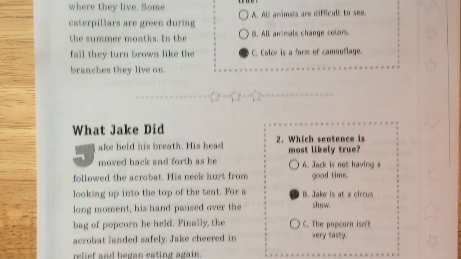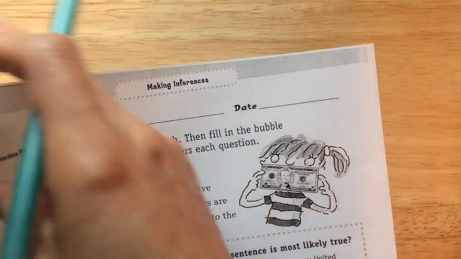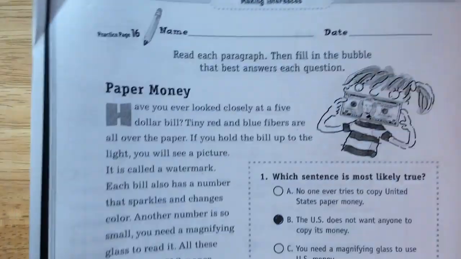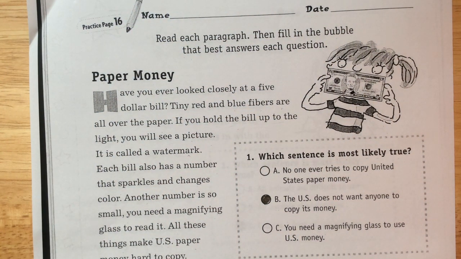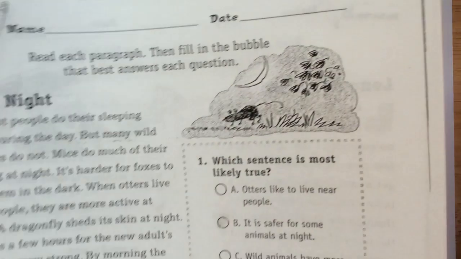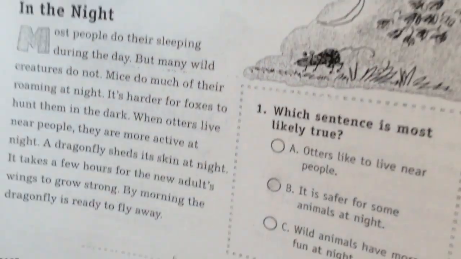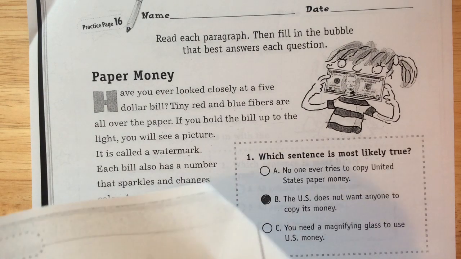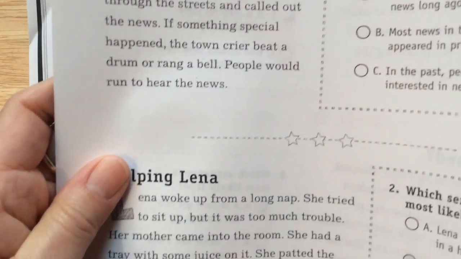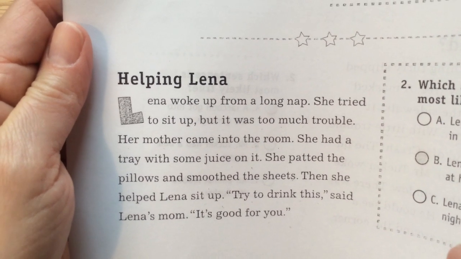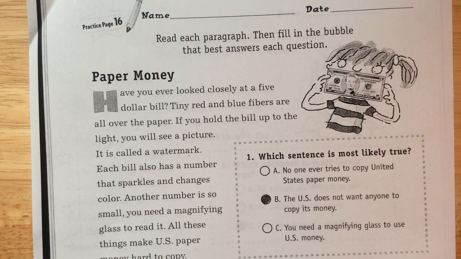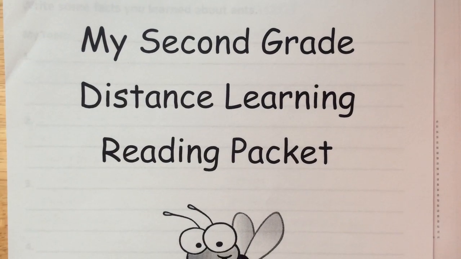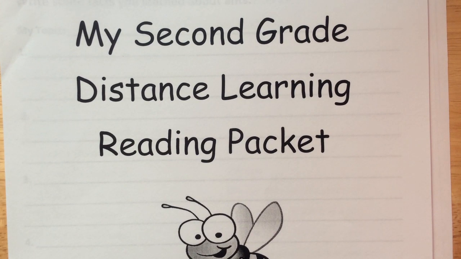You're an excellent inferrer. So now that you have practiced, you get to do some on your own. You will go to your reading packet. On pages 3 and 4, you'll find In the Night, What Happened. You'll also find Long Ago News and Helping Lena. And those are 4 short paragraphs that you will read in your distance learning packet, pages 3 and 4.